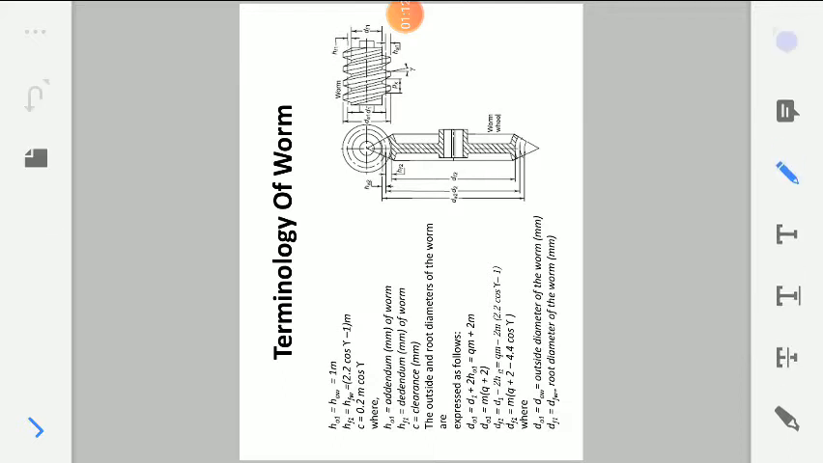Here, addendum is given by one module. You can see here it is one module, and dedendum is (2.2 cos gamma minus 1) into module. That gamma is the lead angle. It is either lambda or gamma. And C is your clearance. Clearance is 0.2 of module into cos of lead angle. Here, subscript 1 is for the worm or threaded worm. It is given by either W or 1. So addendum is HA1 or HAW, and dedendum is HF1 or HFW.